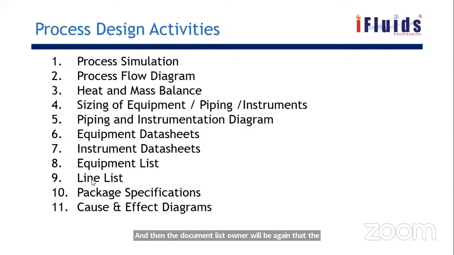And then the line list. The industry, if you go to any process industry, we can see big equipment. So how will all this be connected? How will all the equipment be connected? You can put it in the chat box.